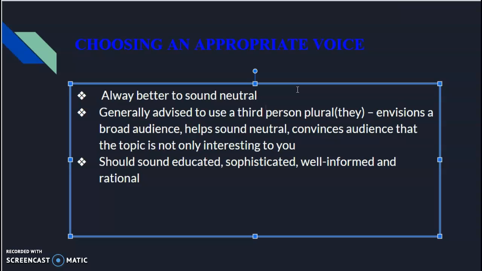Now, whatever voice you use, you should always sound educated, sophisticated, well informed, and rational.